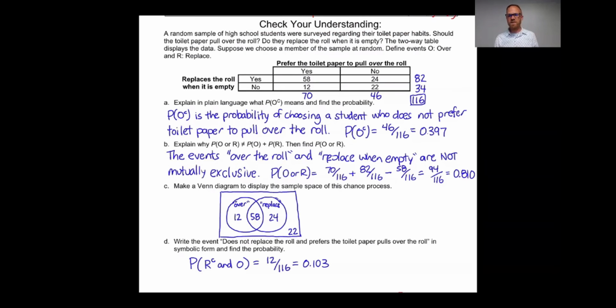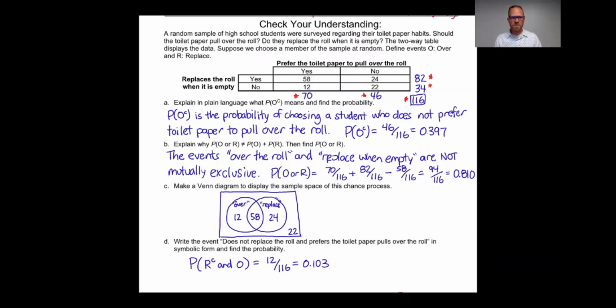Let's see how you did on the check your understanding problem. So the first thing you want to do anytime you're given values in a two-way table is to calculate your row totals and your column totals and your grand totals. So check your row totals here, check your column totals here, and then the grand total, there were 116 students that were surveyed total here.